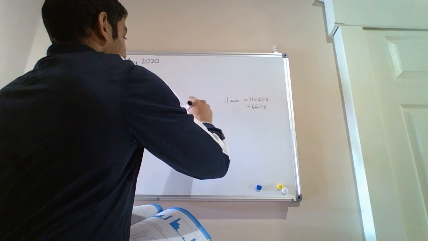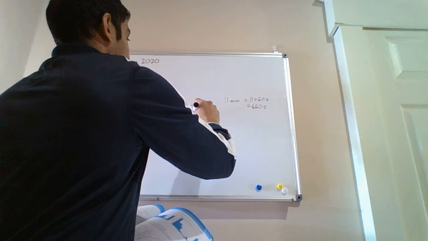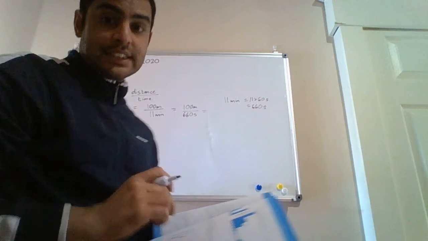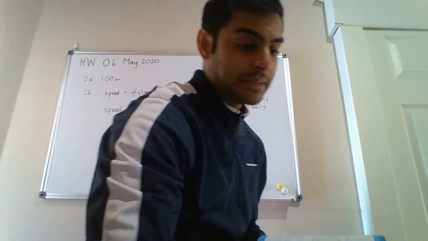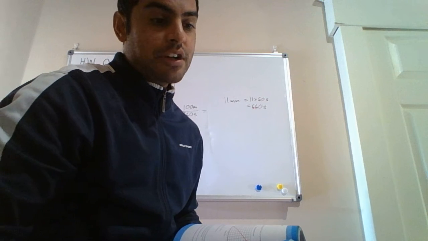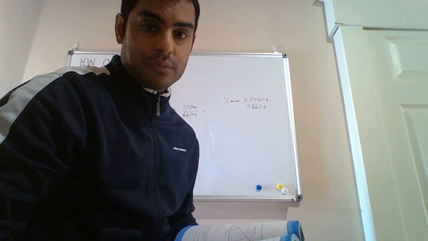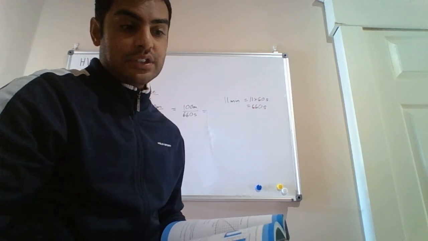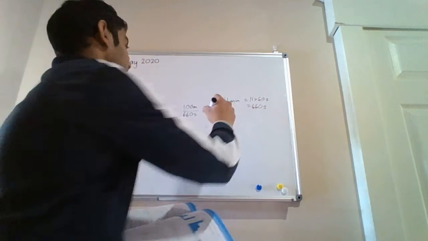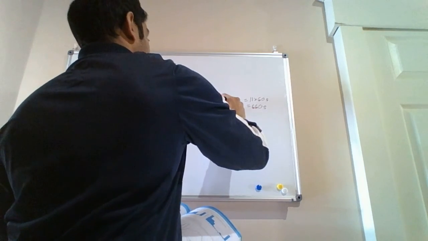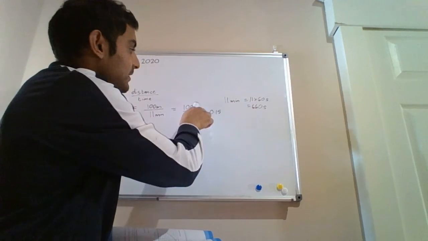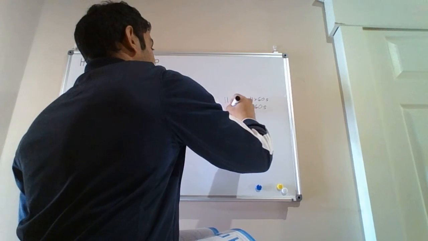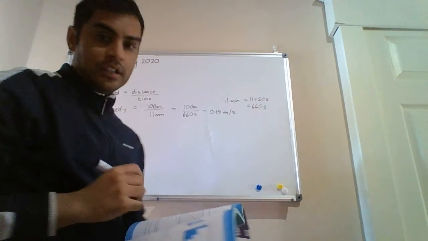So putting these values in again, it's 100 divided by 660. And that gives us 0.151515 on the calculator. I'm just going to round to 2 decimal places. So it's going to be 0.15, and our unit is meters per second. Next question.